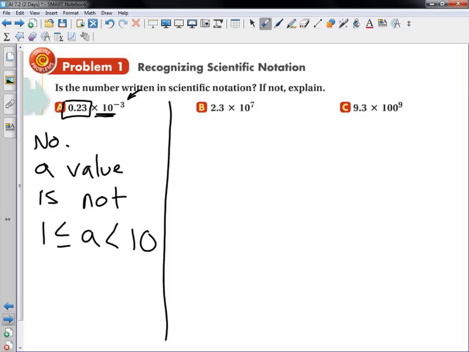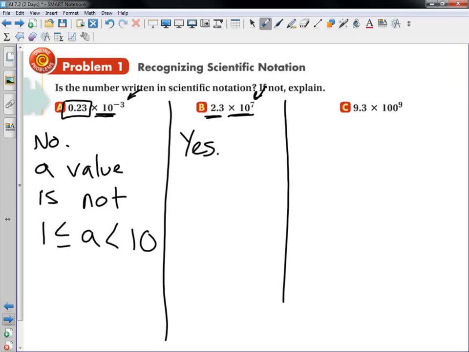Okay. Let's look at part B. Well, the A value looks good this time. Well, that's good. It's still times 10, so it's got that same base. And the exponent looks good. Yes, it's scientific notation. Everything checks out on it.